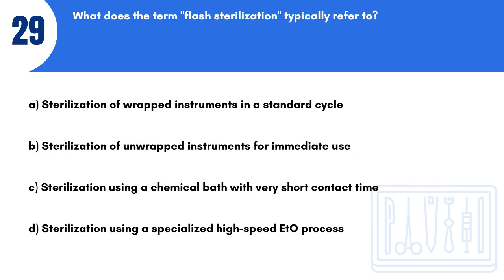Question 29. What does the term flash sterilization typically refer to? A. Sterilization of wrapped instruments in a standard cycle. B. Sterilization of unwrapped instruments for immediate use. C. Sterilization using a chemical bath with very short contact time. D. Sterilization using a specialized high-speed ETO process.